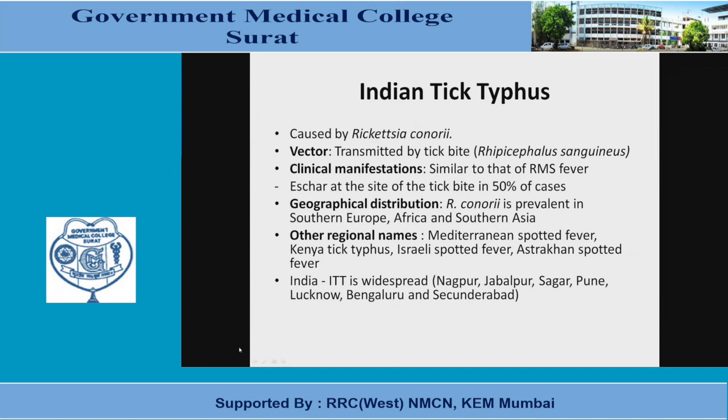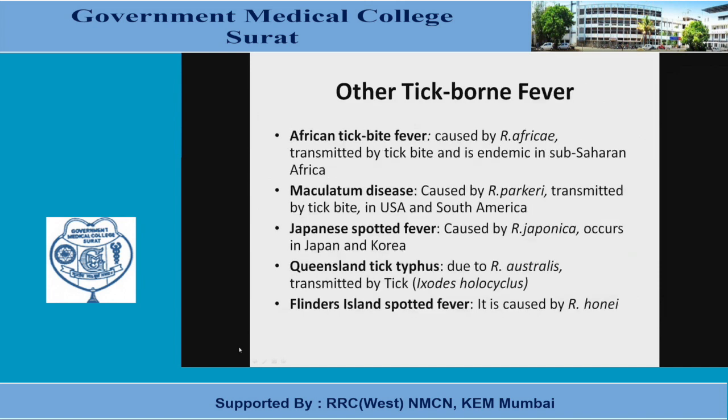Geographical distribution: Rickettsia conorii is prevalent in Southern Europe, Africa and South Asia. It is also called Indian tick typhus, so it is common in India also. It is widespread in Nagpur, Jabalpur, Sagar, Pune, Lucknow, Bangalore and Sikandarabad. Other tick-borne fevers are African tick bite fever, maculatum disease, Japanese spotted fever, Queensland tick typhus, Flinders Island spotted fever, etc.